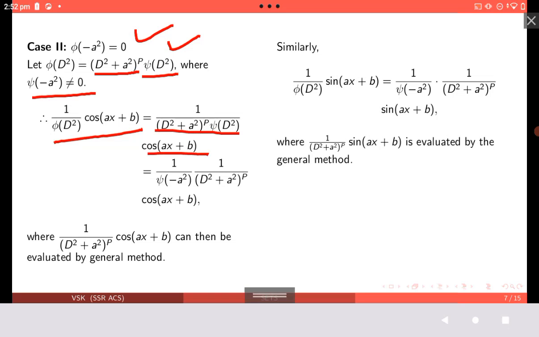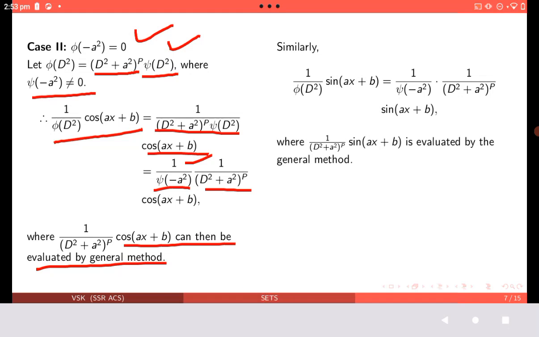Now here phi(-a²) we will write first, and we'll start with this expression. This we will write second, because this phi(-a²) will come out using the formula that D² is replaced with -a², and this can be evaluated by the general method. What is the general method? We'll see in the examples.